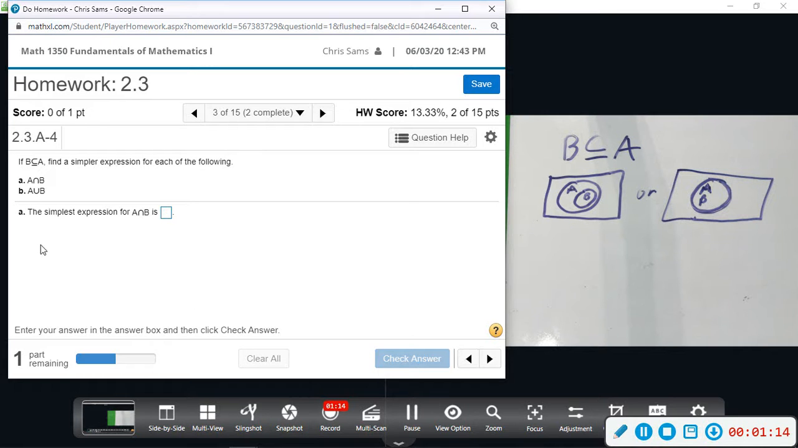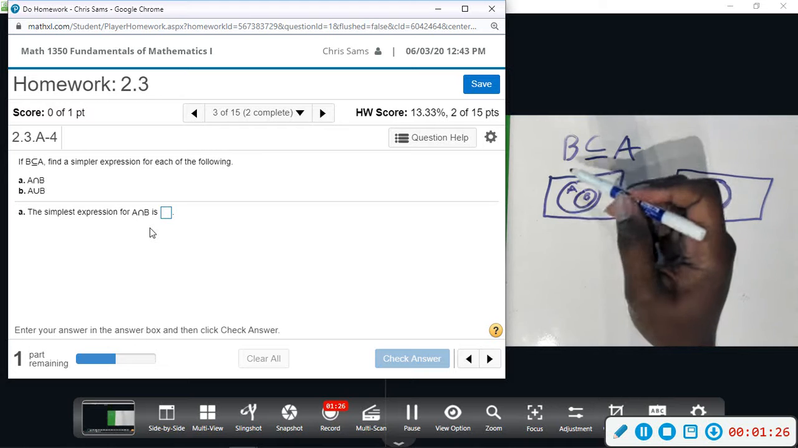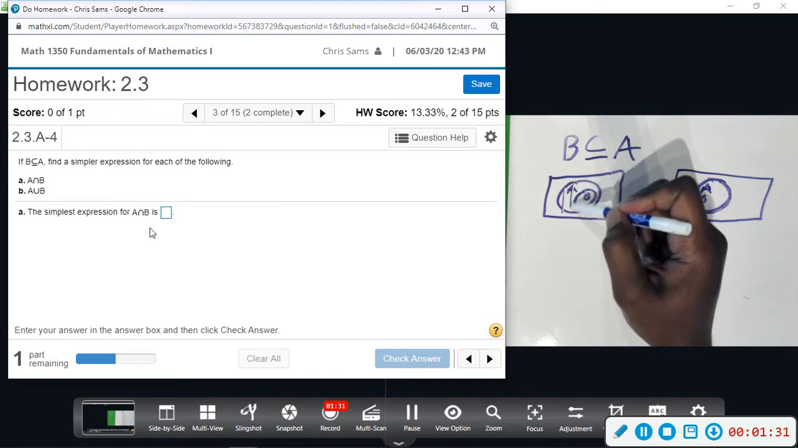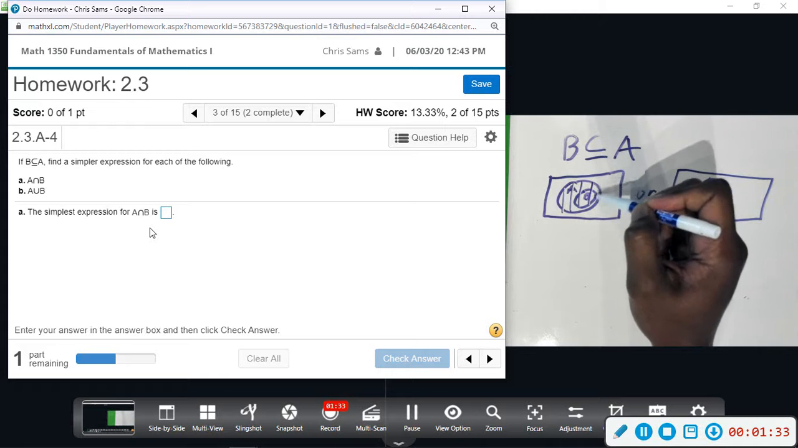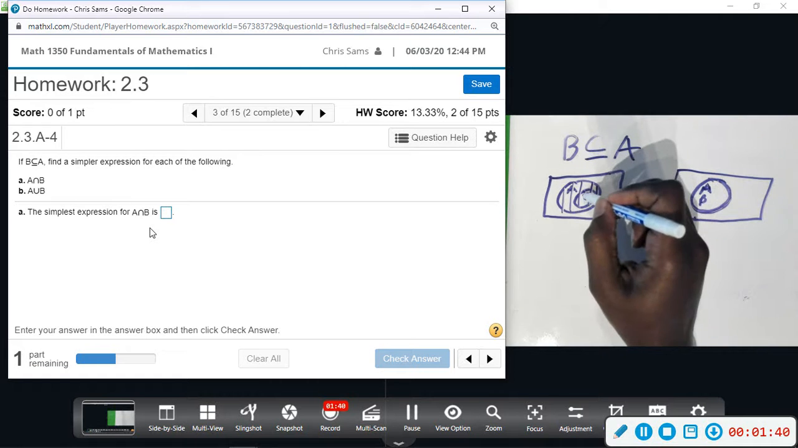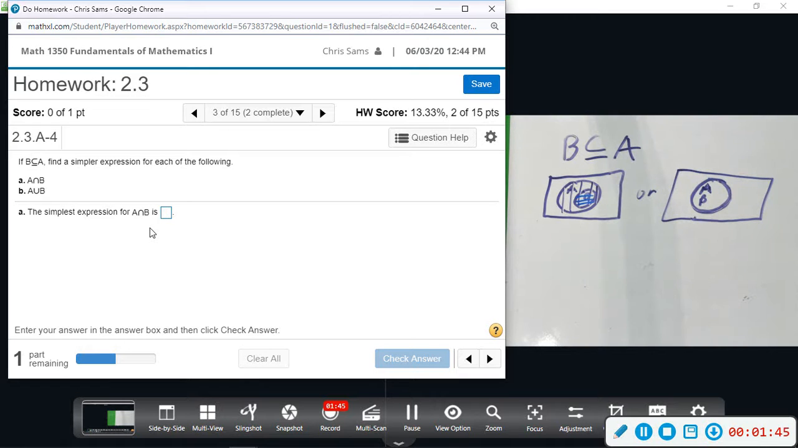So it could be all the way contained, or they could be the exact same thing. So the simplest expression for A intersect B. Okay. So here's what we're looking at. If I were to do shading and I take the circle A, which is all of this, and then I intersect B, so now I'm going to shade the B part only with this other color. Okay, the part that's double shaded is the intersection. Okay, so that would be just B.